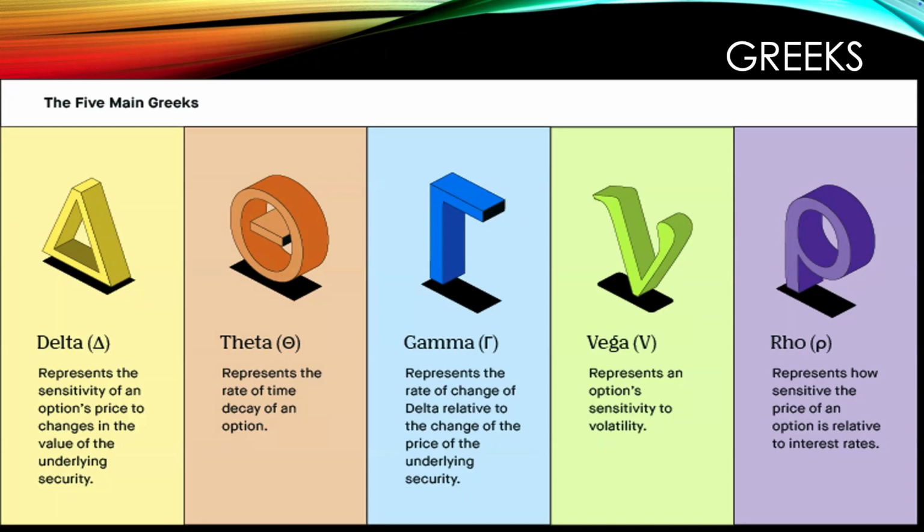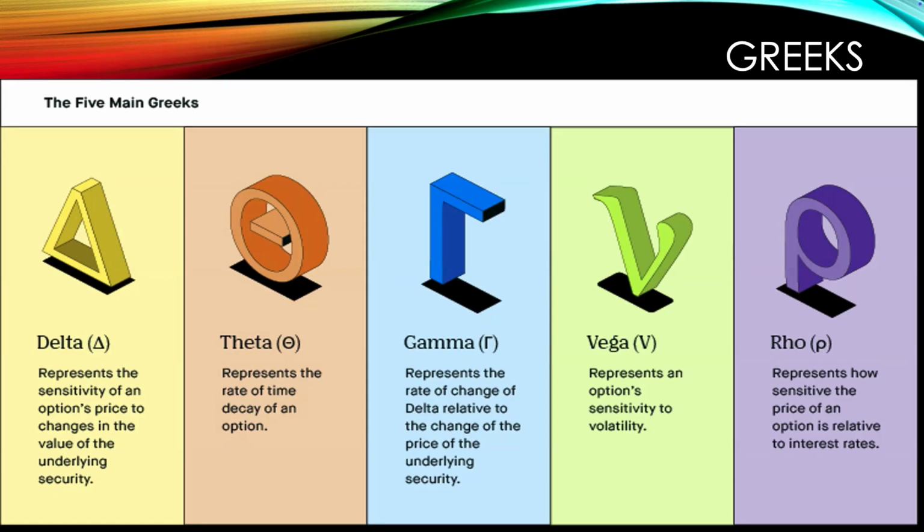The one important thing in the stock market is called the Greeks. They will be your friend and your enemy at the same time. Let's start with the first one, Delta. Delta represents the sensitivity of the option price to the change in value of the underlying security. Theta represents the rate of time decay of the option. Then we have gamma, which represents the rate of change of the delta relative to the change in the price of the underlying security. Don't worry, I'm going to teach you each of these and how you can find them in the market.